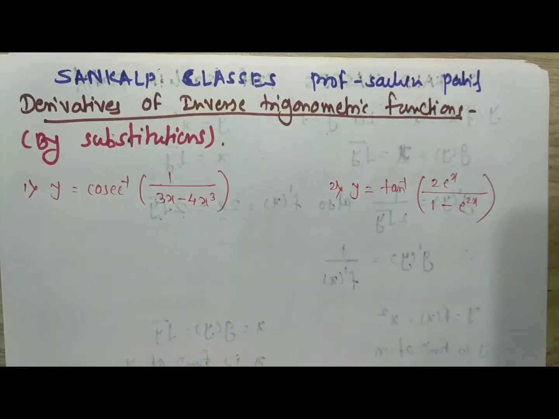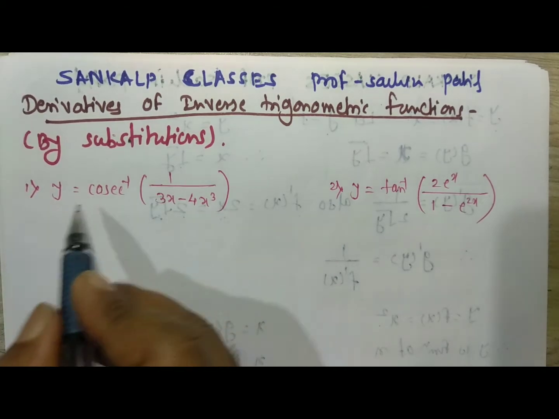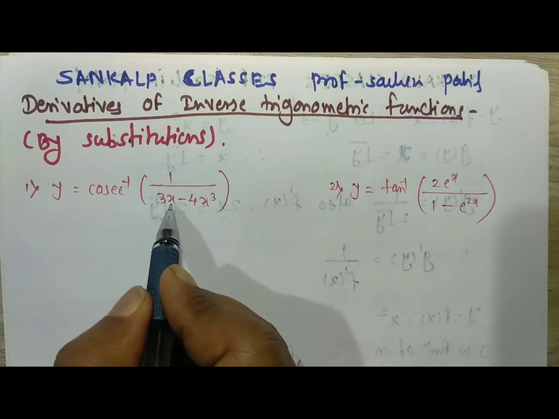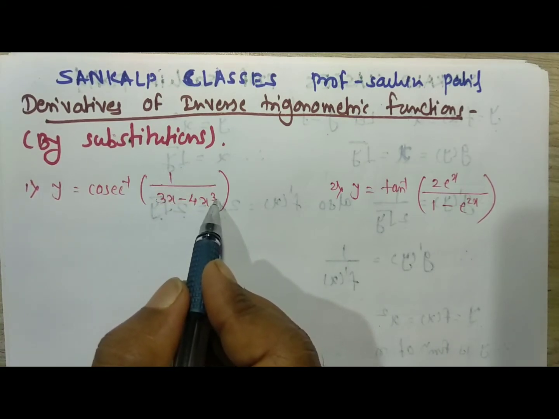Right now we are going with the derivatives of inverse trigonometric functions, and the type related to that is substitution. We have to find the derivative of an inverse trigonometric function. Let y is equal to cosec inverse of 1 divided by 3x minus 4x cube.